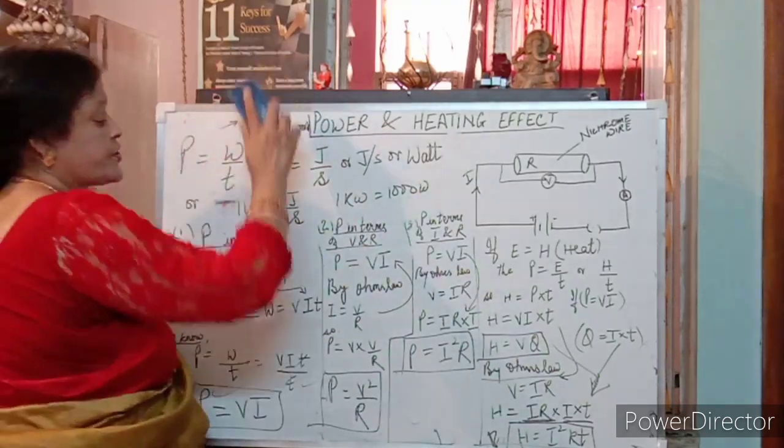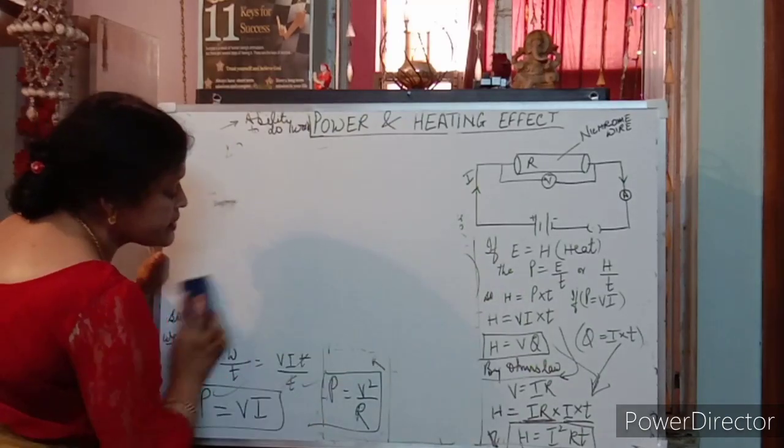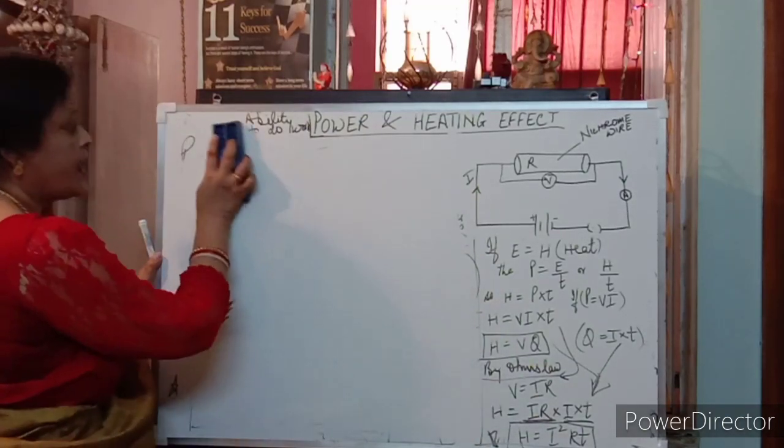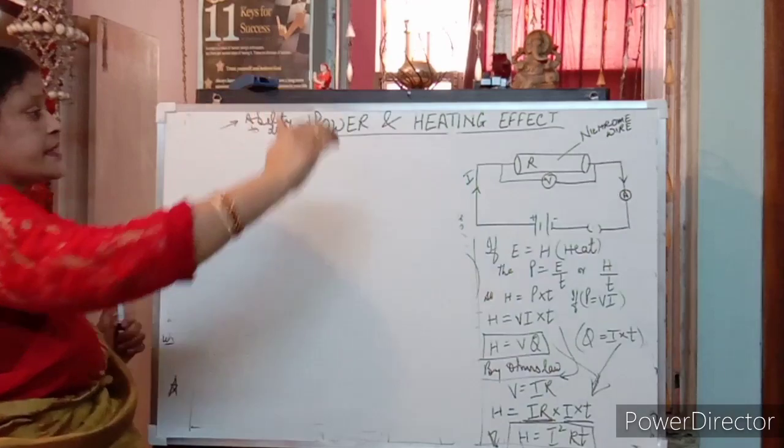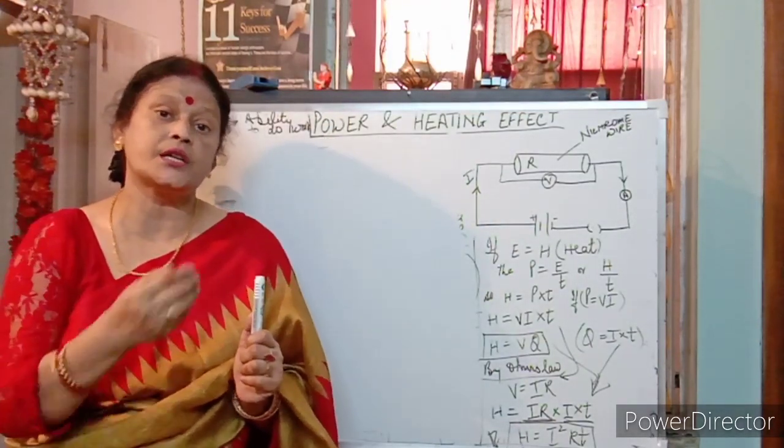These are the 3 relationships we can get in power. So this is how the power is defined. Now next comes a very important topic, the heating effect: how the electricity is converted into heat.